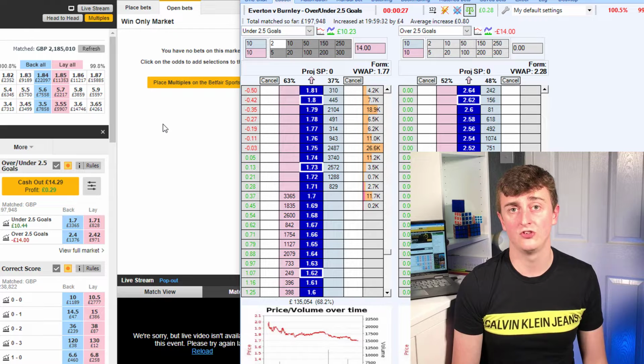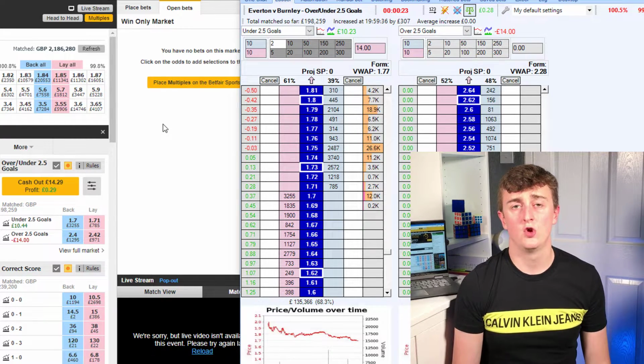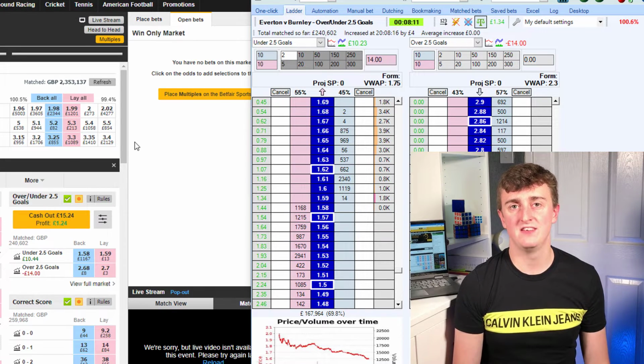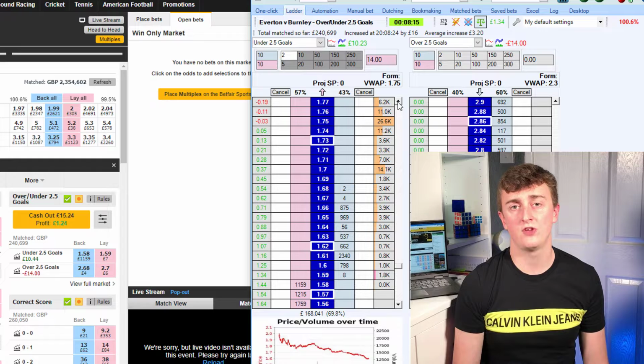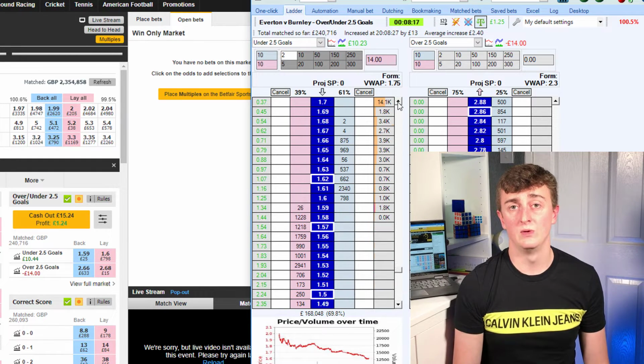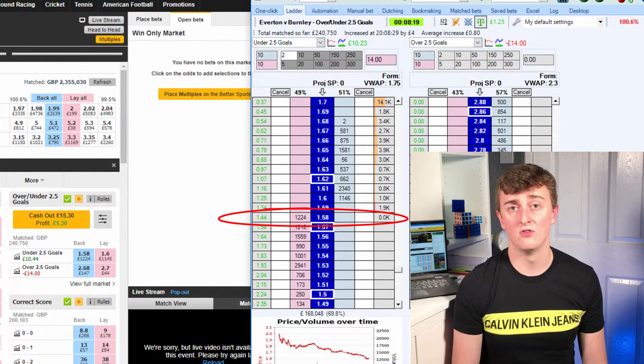And as you can see, I was going to start the match already in profit, which is obviously a nice little bonus to have. The clip resumes here, and we're about 8 minutes into the game. You can see the under 2.5 goal market price had come down to about 1.59, and we were able to cash out here for a £1.44 profit.